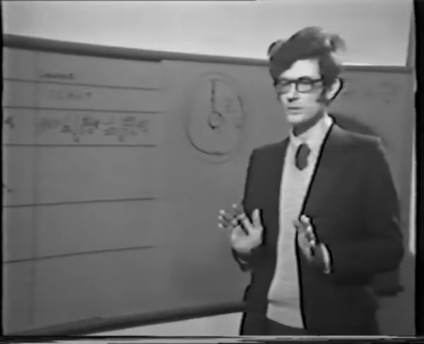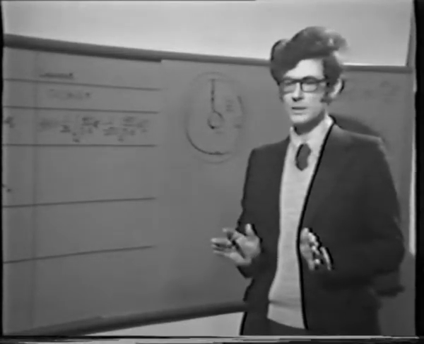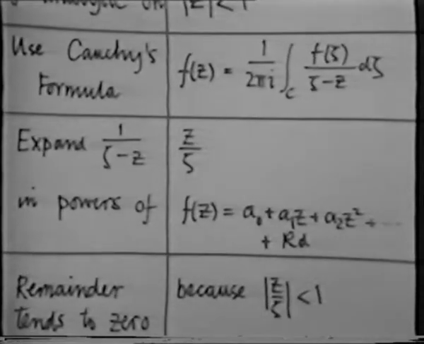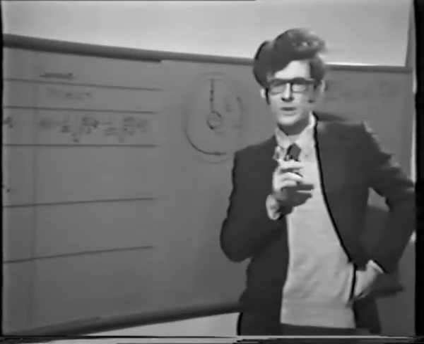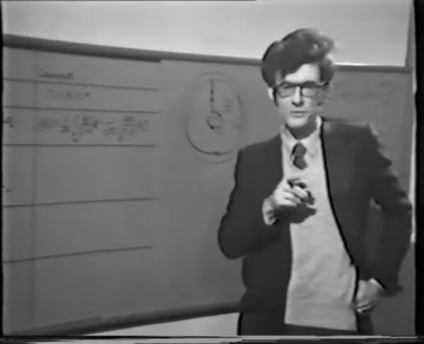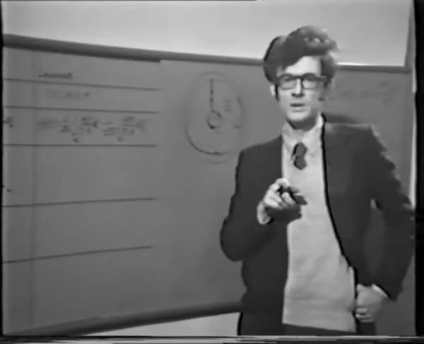What was the next thing that we had to do? The next thing that we had to do was expand something or other in powers of z over zeta. Well now, remember why we expanded in powers of z over zeta? It was because we wanted the modulus of z over zeta to be less than 1 to make the remainder work.